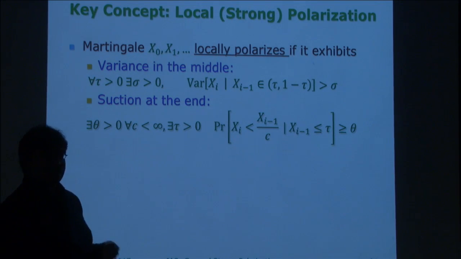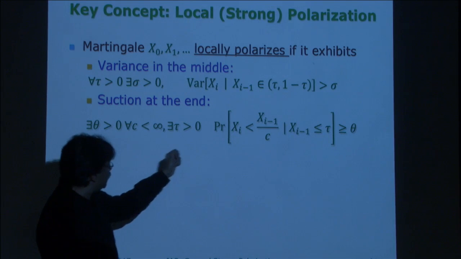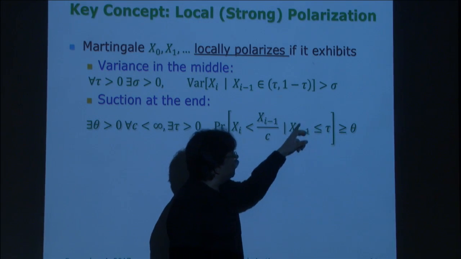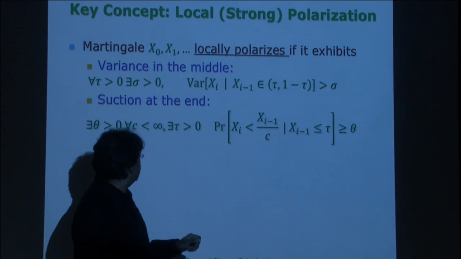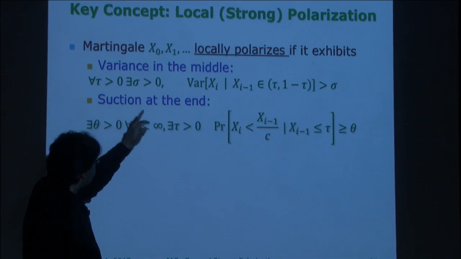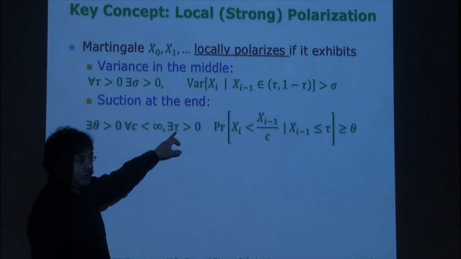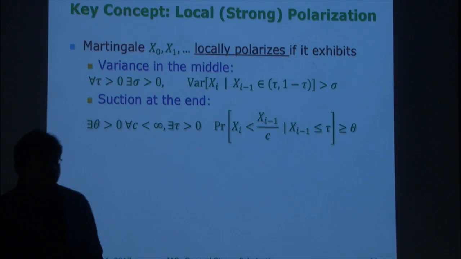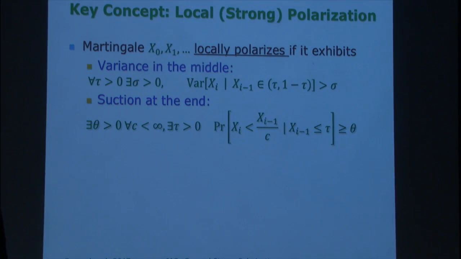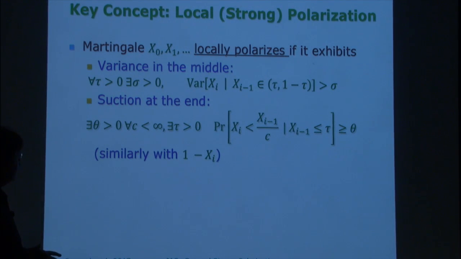But what determines that you can get this constant factor gap in the entropy? Well, the previous guy should have been very small to start with. So there exists a theta such that no matter what constant factor drop you want, if you're close enough to the boundary, you will get that much of a drop. Okay? Does this make sense? You want suction on the other side? Exactly. We will want a symmetric suction on the other side. Similarly, if you look at 1 minus x_i, it should have the same property.